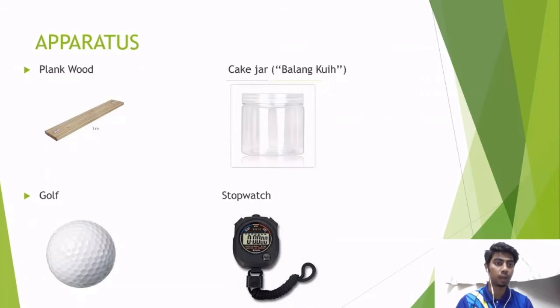First is plank wood. We use a 1 meter plank wood. Next, golf ball. Then we use a cake jar. And the last apparatus that we use is a stopwatch.